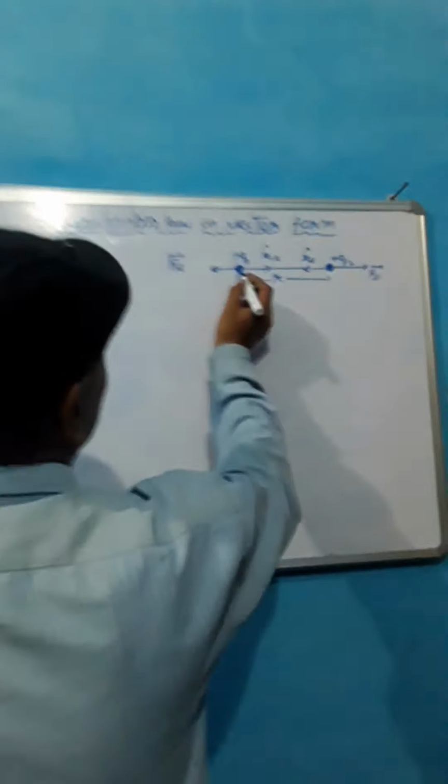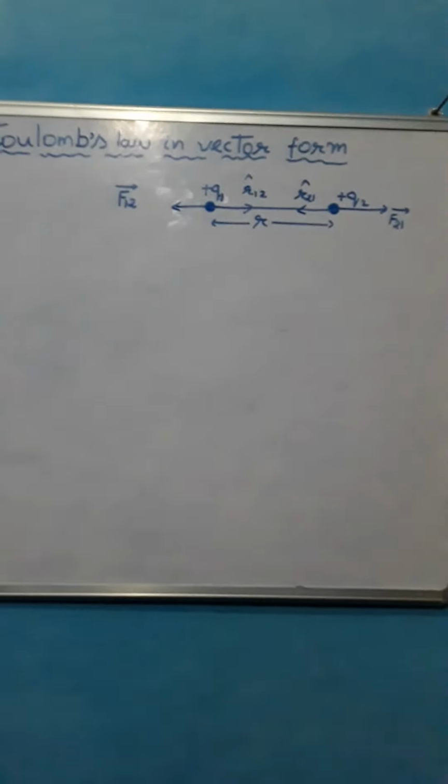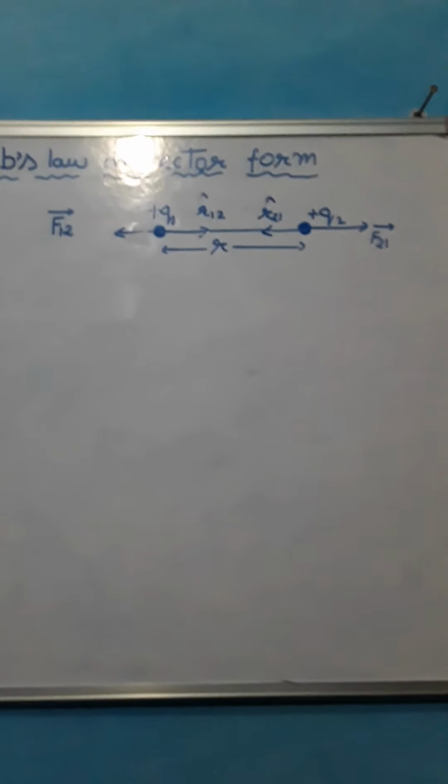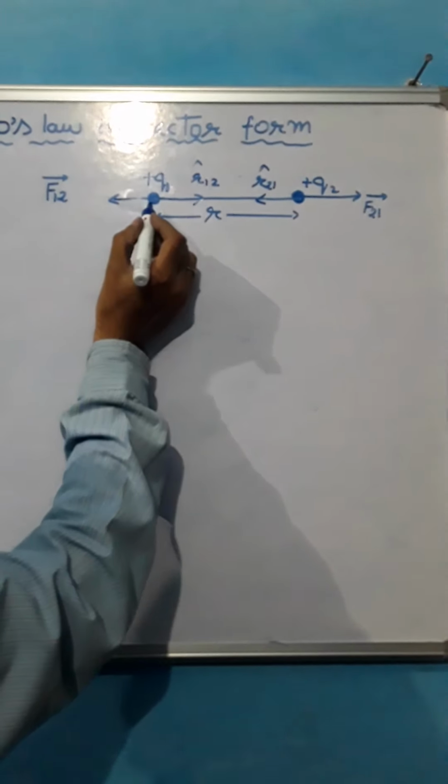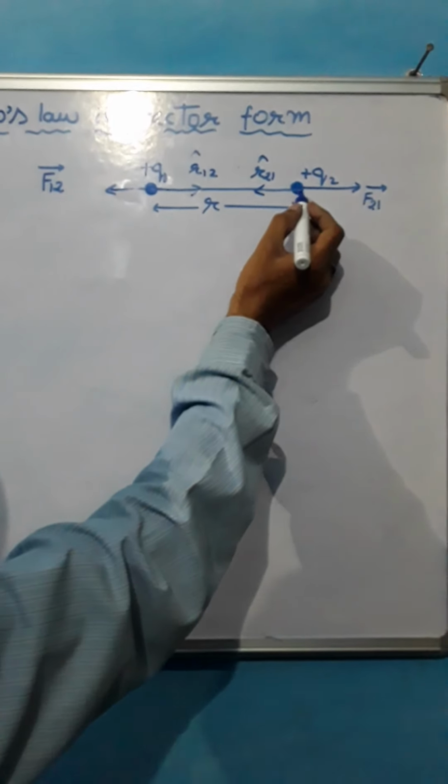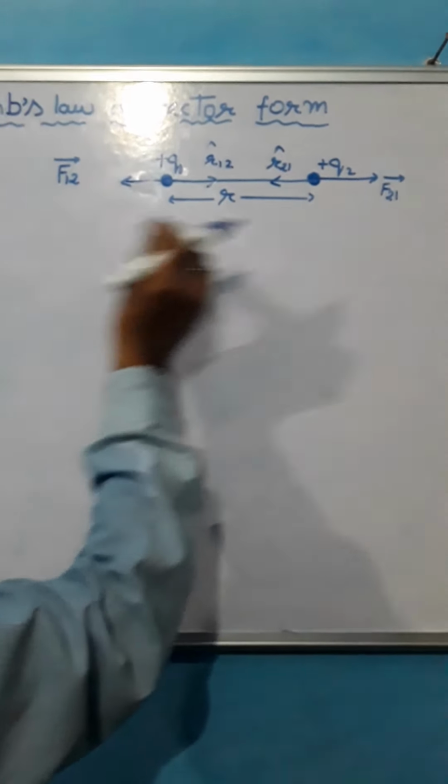Now let's see. I have 2 point charges, stationary point charges, plus Q1 and plus Q2. What do I have? I have 2 point charges, plus Q1 and plus Q2, separated by a distance R between them.